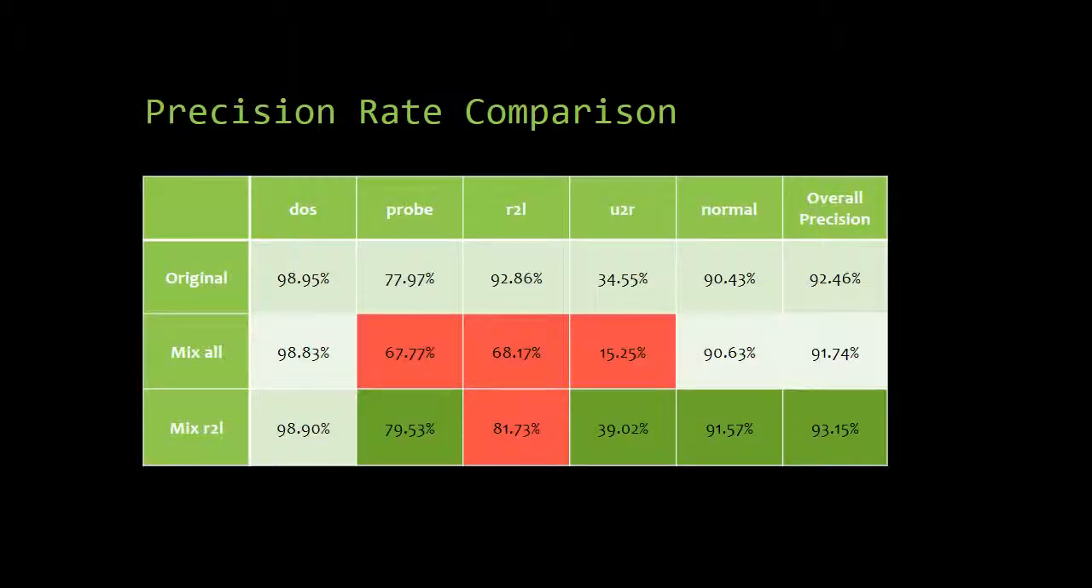This is a table of the precision rate comparison of the 3 methods. We can see that the price of increasing recall rate for the mix-all method is worse precision rate for probe, R2L and U2R. But for only merging the R2L result, almost all classes have improved precision except for R2L.